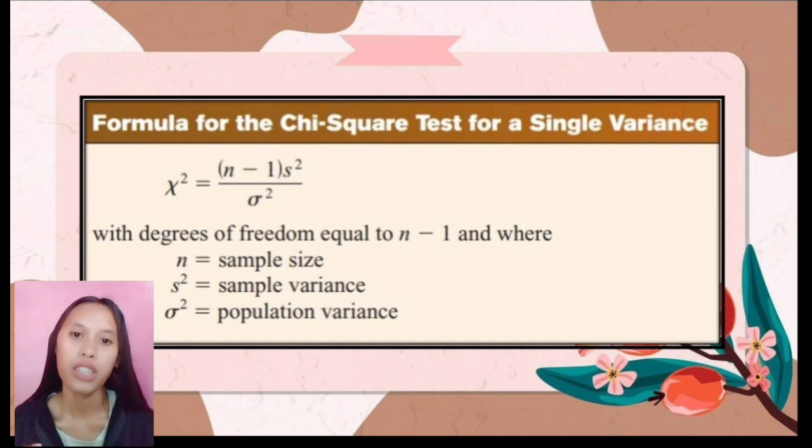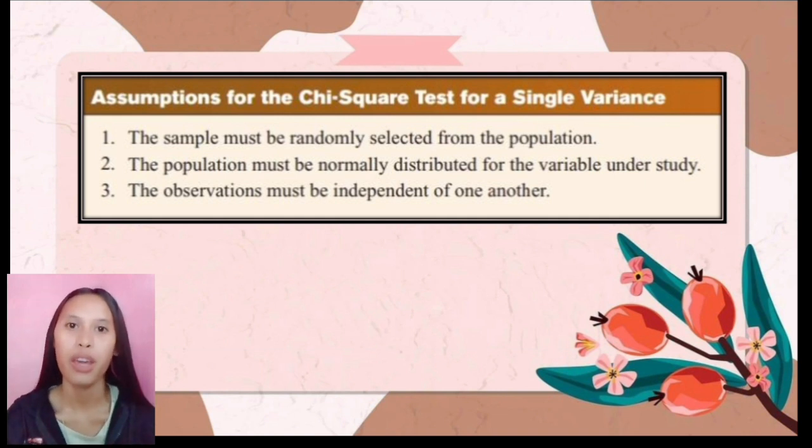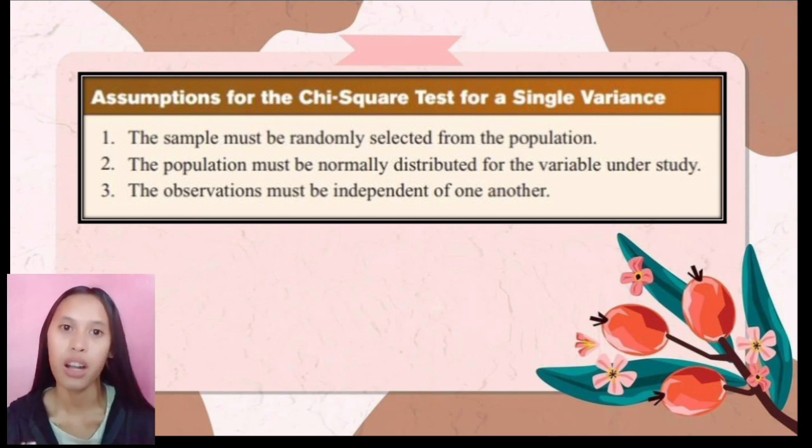So the formula for the chi-square test for a single variance is shown in the picture. So chi-square is equal to n minus 1 times the sample variance over the population variance. There are three assumptions made for the chi-square test as outlined here. First, the sample must be randomly selected from the population. Second, the population must be normally distributed for the variable under study. And lastly, the observations must be independent of one another.